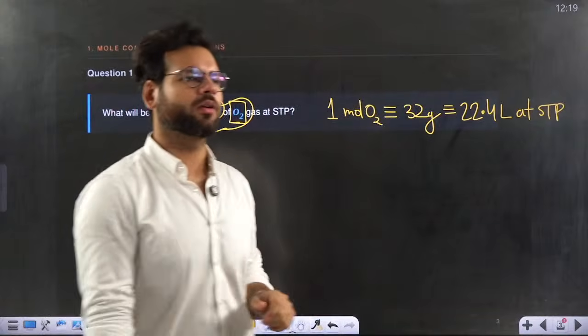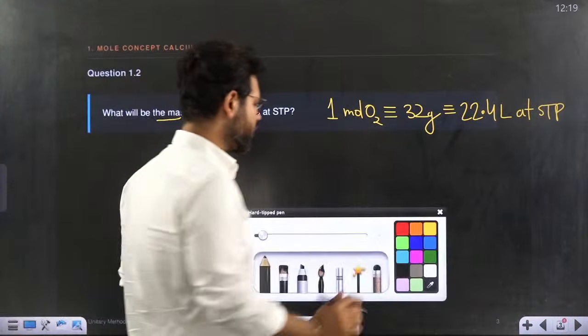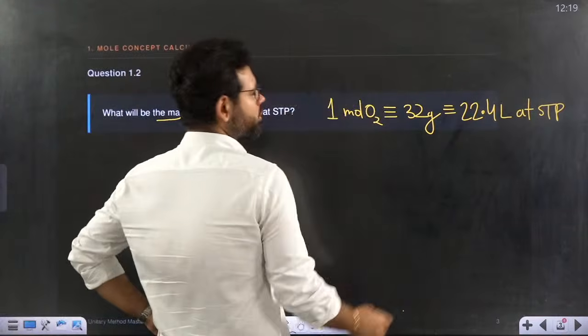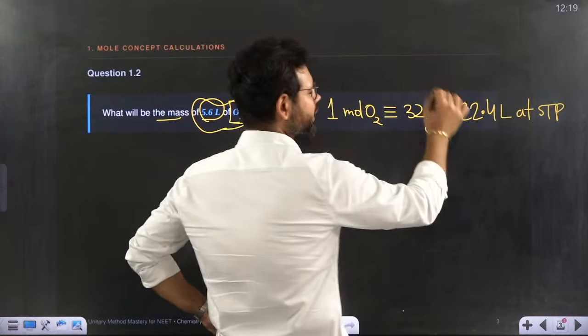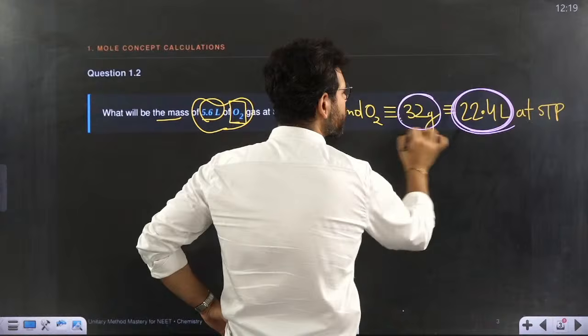8 gram. Very good, Ramaditya, 8 gram. Very simple. It's correct. Absolutely correct. So 22.4 liter, in your mind you're thinking, sir, 22.4 liter weighs 32 gram.